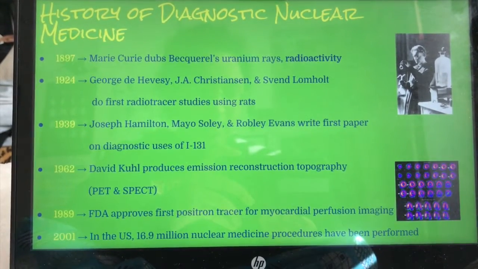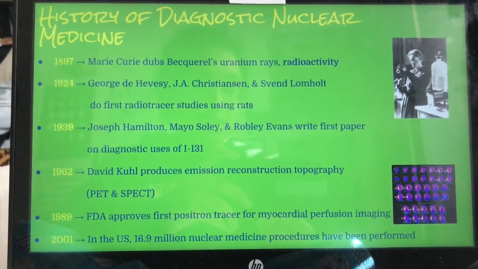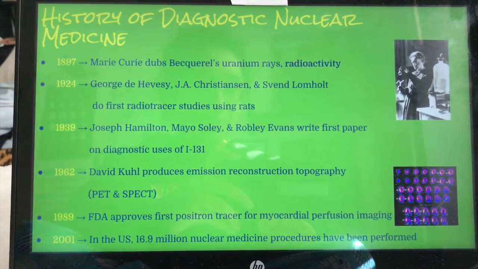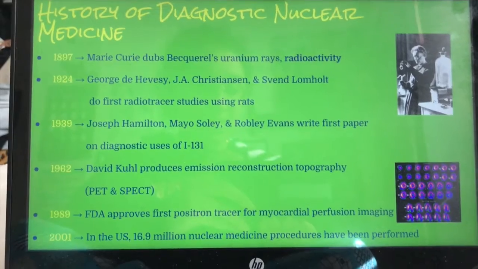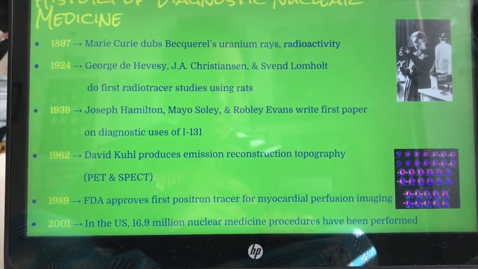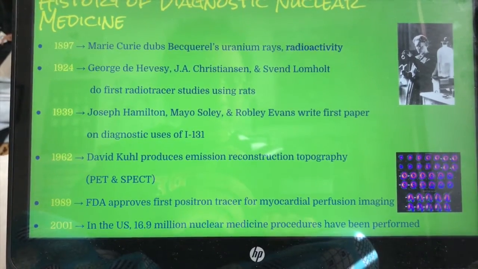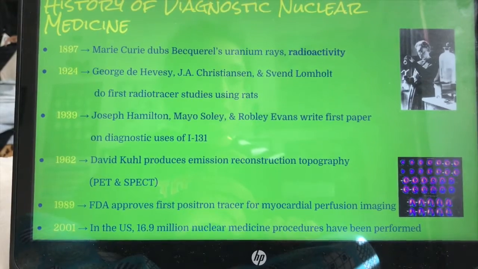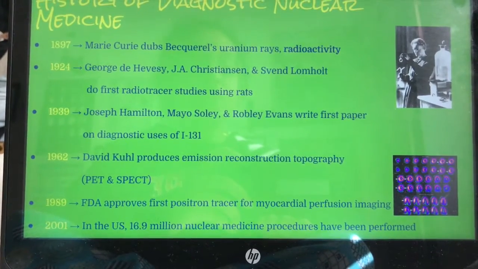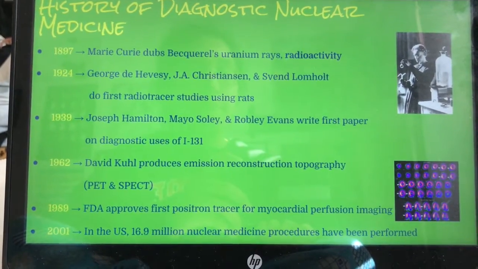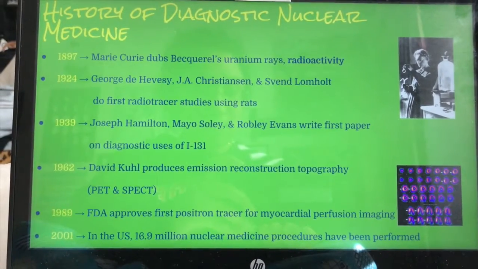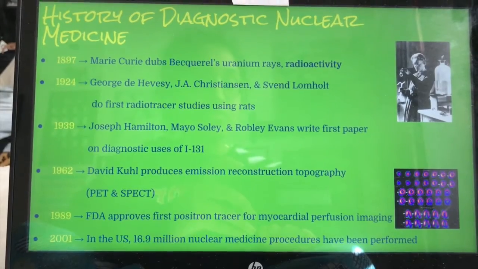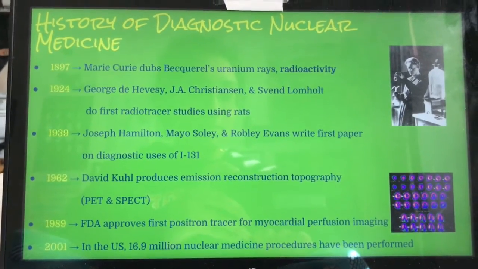In 1962, David Kuhl produces emission reconstruction tomography, also known as PET and SPECT. In 1989, the FDA approved the first positron tracer for myocardial perfusion imaging, and by 2001, in the U.S., 16.9 million nuclear medicine procedures had been performed.